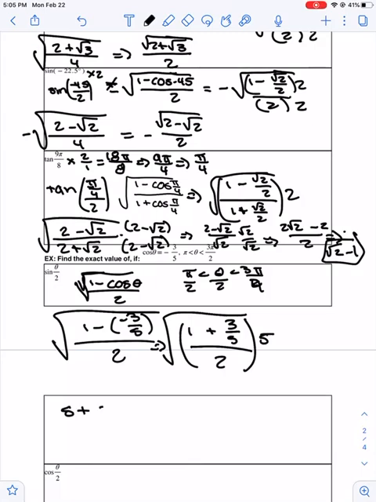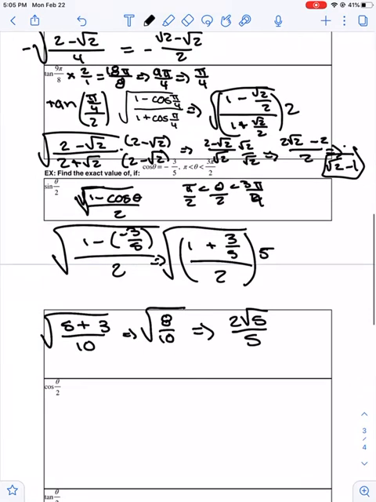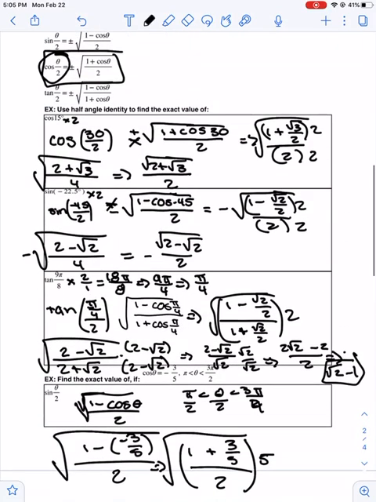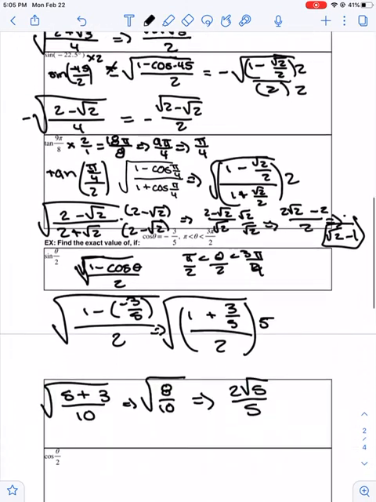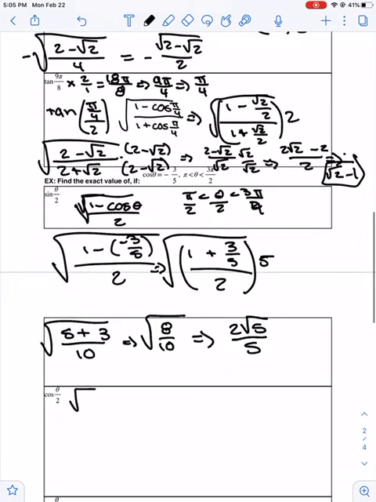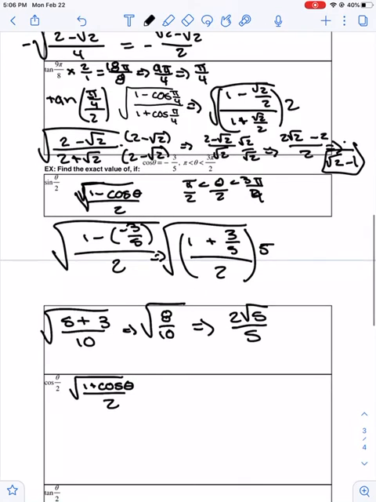Can't have that fraction, so I'm going to multiply by the denominator and get 5 plus 3 over 10 square rooted, which is the square root of 8 over 10, which if I simplify this and get my radical out of the denominator, I get 2 root 5 over 5. Okay, now looking at cosine theta divided by 2. So I'm using that 1 plus cosine theta divided by 2.